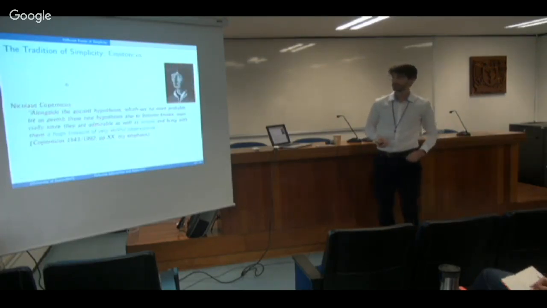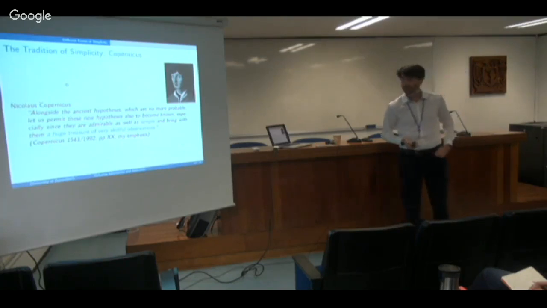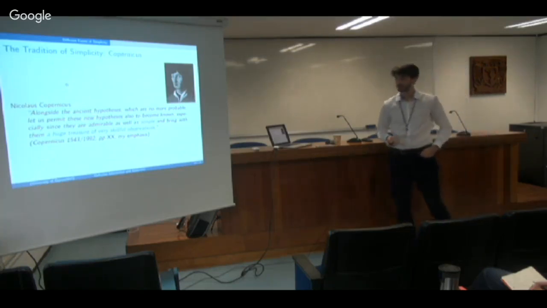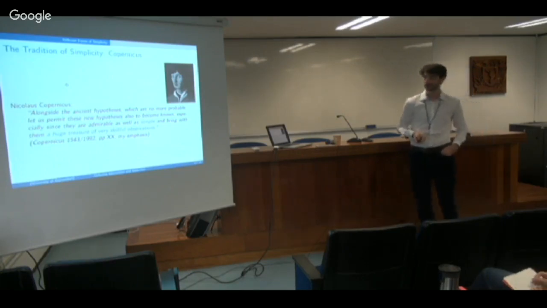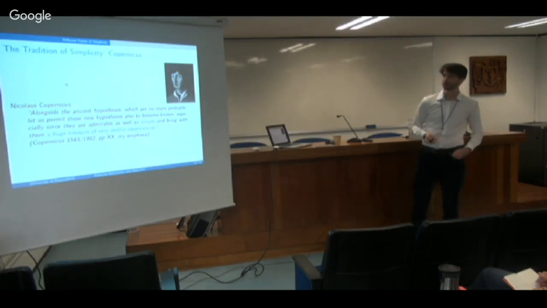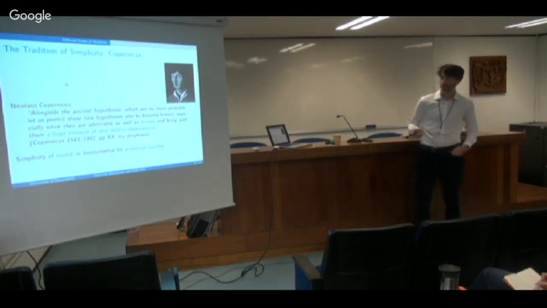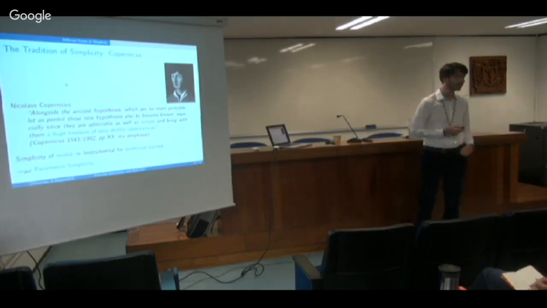Okay, that's the second notion, and now the third notion, that's the one I think you can identify in Copernicus and the one we used in the second section. Namely, Copernicus, when discussing his model with the alternative approach, the Ptolemaic approach, claims: "Alongside the ancient hypotheses, which are no more probable, let us permit these new hypotheses also to become known, especially since they are admirable as well as simple, and bring with them a huge treasure of very skillful observations." So here he speaks of simplicity. And I call this notion of simplicity that he's after the notion of parametric simplicity. Okay. Basically, the idea is it's the simplicity of a model. It's about a lesser number of parameters, and that's the notion behind the second part.